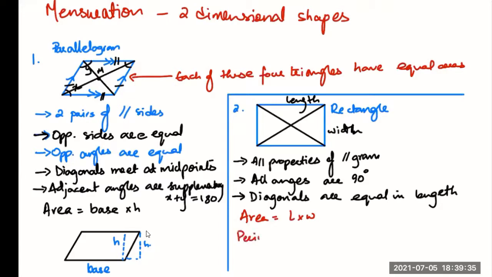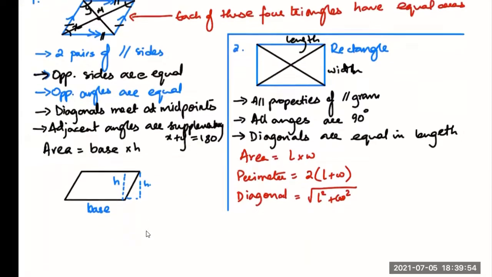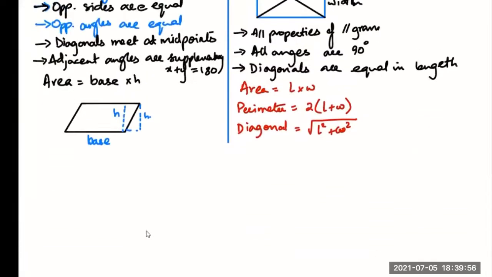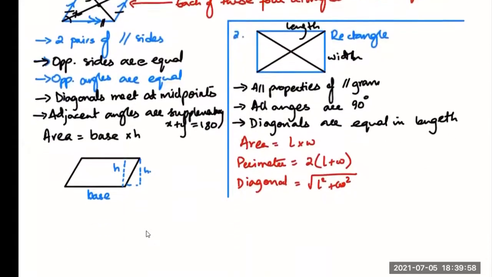There is a formula for perimeter. Perimeter is the outer boundary, so 2 times (L plus W). And there's a formula for the diagonal as well. The diagonal is the root of L square plus W square, which is basically the Pythagoras theorem applied. Okay, it's going to be useful for you to remember the formulas. Then I have more space here.